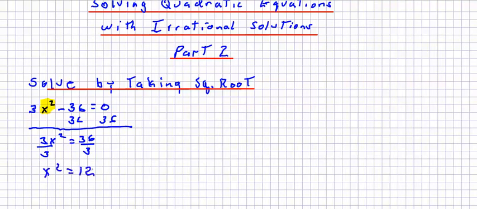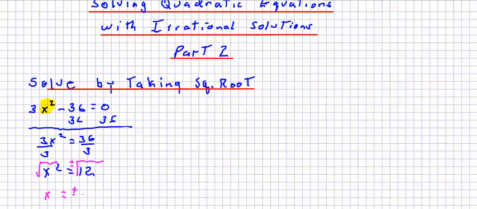This is no different than what we did in the last unit, but now 12, a result of these operations, is not a perfect square. So this is where it becomes different. We're going to take the square root of both sides. Remember, plus and minus. So now I have x squared equals, that would be x equals plus or minus the square root of 12.